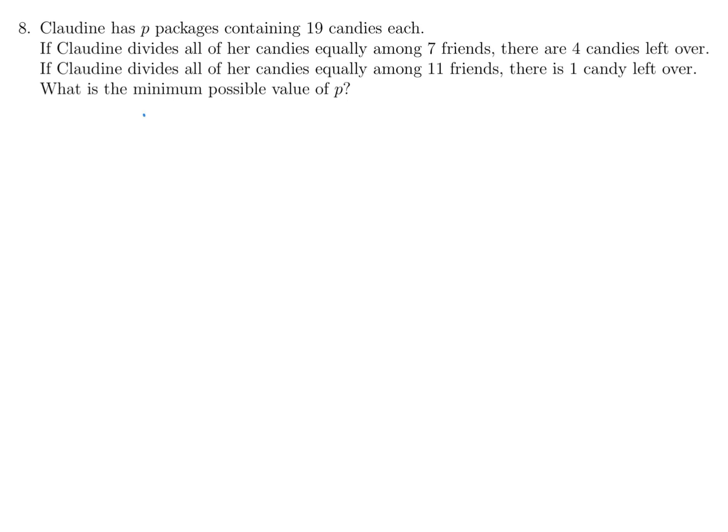Well, 19p would be the total number of candies, right? P packages, and each has 19. And then they're saying that if you divide it by 7 friends, there's going to be 4 candies left over. What that means is that there's going to be some integer, let's call it a, and you're going to have a remainder of 4. And if you take the 19p and divide it by 11 friends, you're again going to get some integer, let's call it b, and this time a remainder of 1.